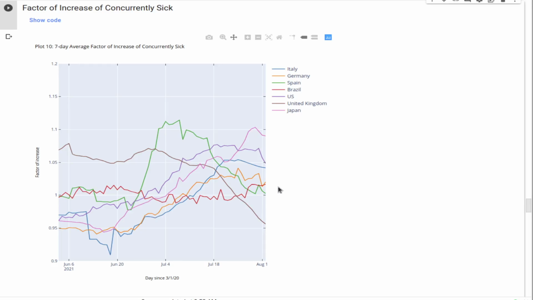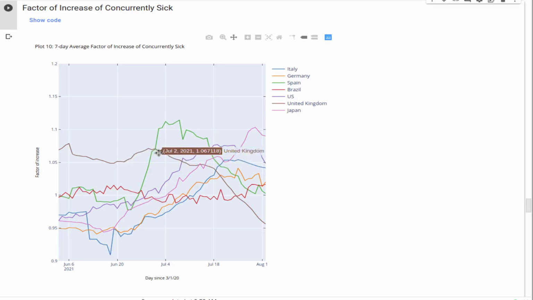And you can see here again, Germany, the orange curve. You can see that at around beginning of July, we crossed this line from decreasing to increasing. So here we got the start of the increase of the concurrently sick from the coronavirus because of the Delta variant. And you can see it's going up. And now it stays close to 1.05, which is somewhat lower than the UK was before.